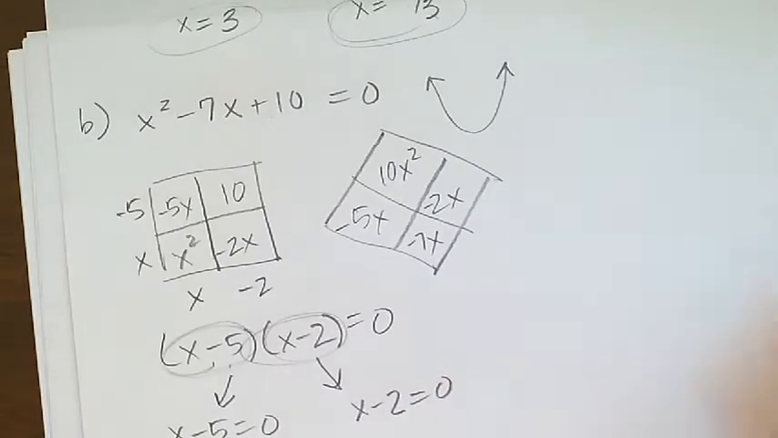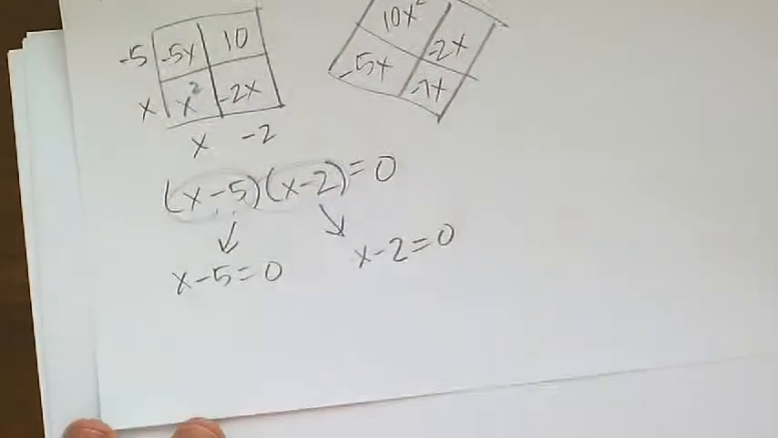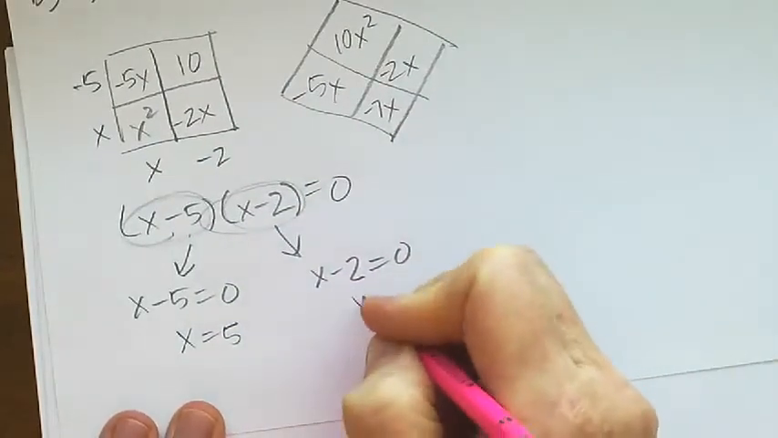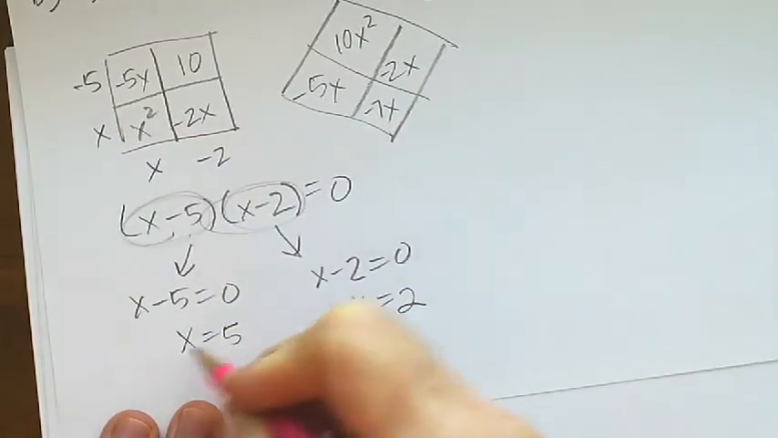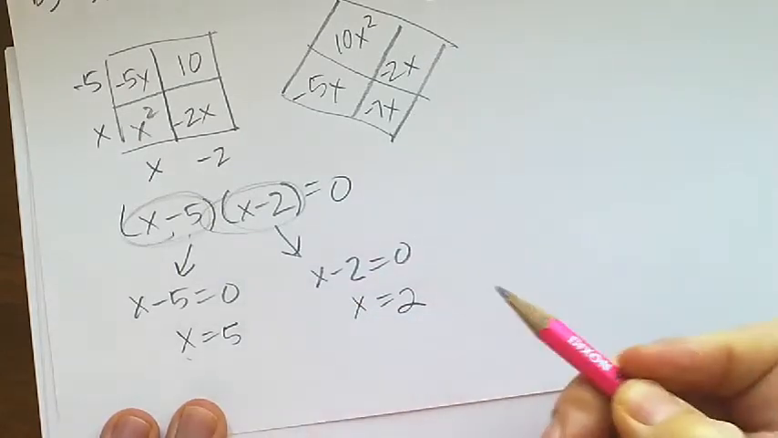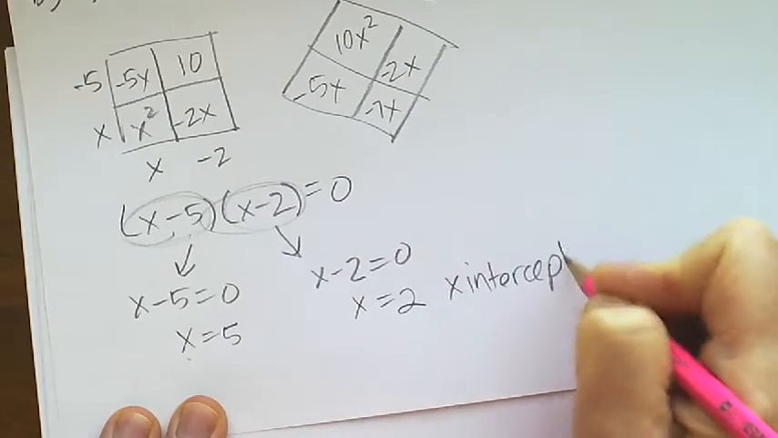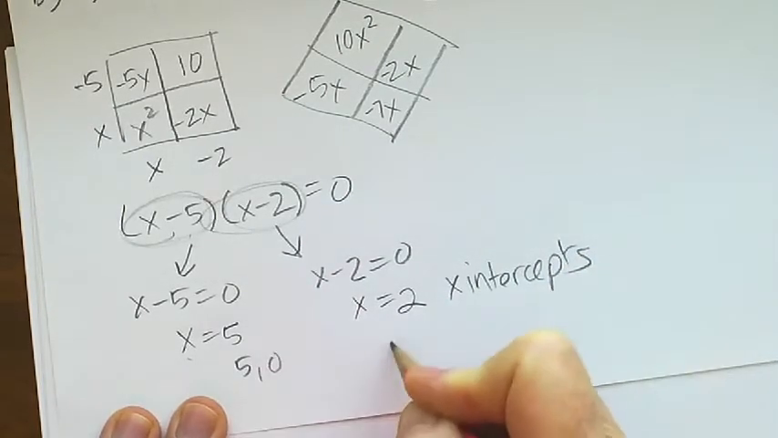If x minus 5 equals 0, then x equals 5. If x minus 2 equals 0, then x equals 2. So my solutions, which would be my x-intercepts, would be (5, 0) and (2, 0).